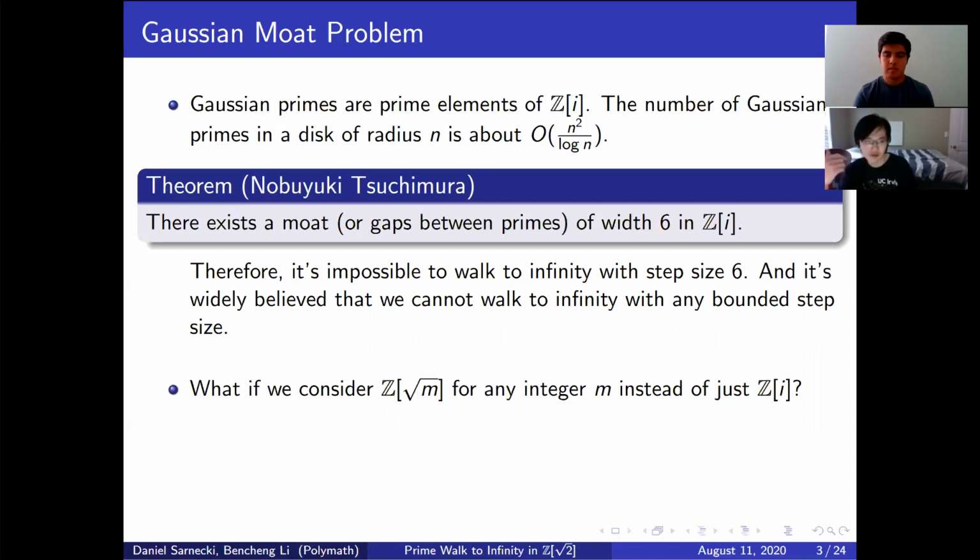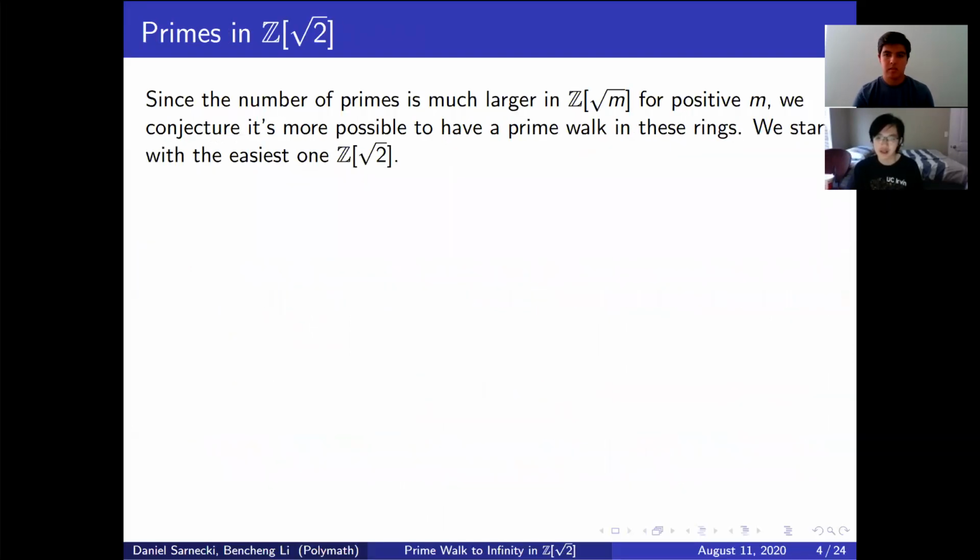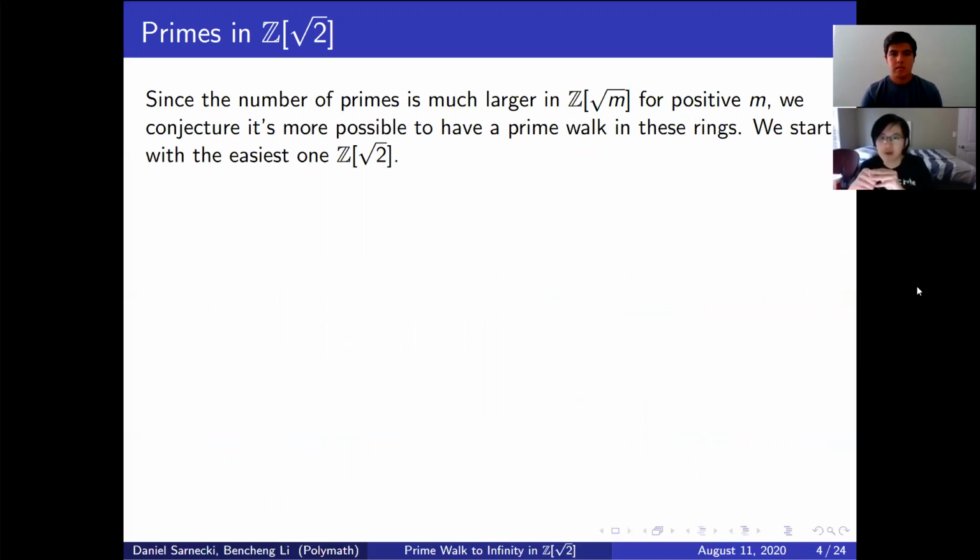So we started to think about whether we can do it in Z[√n] for any integer n. A simple observation is that for negative n, the ring has only finitely many units, like Z[i]. But if n is positive, then the ring has infinitely many units, just like the case in Z[√2], where any power of 1 plus root 2 is a unit. So the number of prime elements would differ a lot, since any prime element multiplied by a unit is also prime. Because the number of primes is much larger for positive n, we conjecture that it's more possible to have a prime walk in these positive quadratic integer rings.